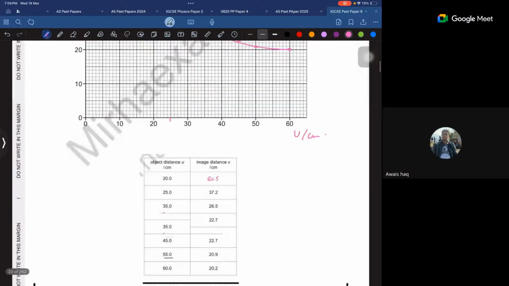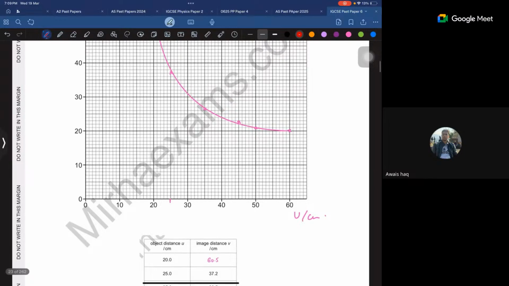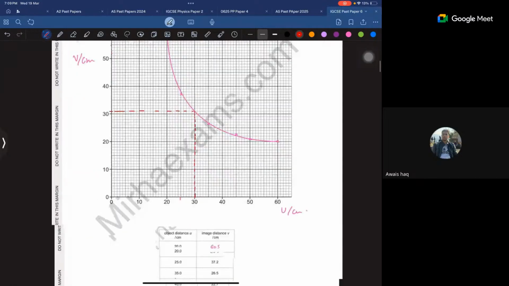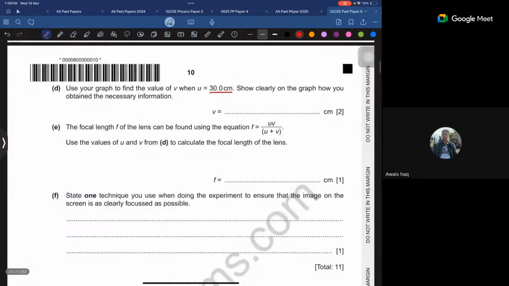Then, my buds, let's go to the next. And it says use your graph to find the value of V when U is 30. Show that clearly on this. So we're gonna look at 30 and draw dotted lines. So it points here. Draw dotted lines. So it is 31, 31.1 centimeter. Right? So make sure that you write that.